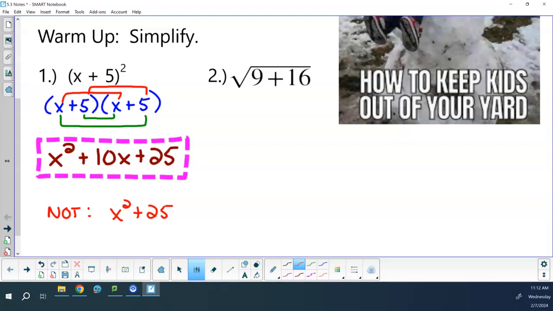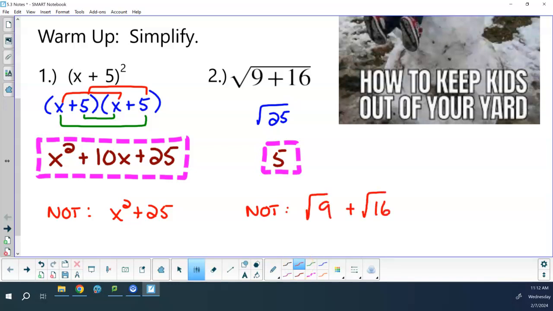Okay? Square root of 9 plus 16 is really the square root of 25, which is 5. Okay? What I've seen people do here, I'm not saying current people, but it is not the square root of 9 plus the square root of 16. It is not 7. Okay? The square root of 9 would be 3, the square root of 16 would be 4, 3 plus 4 is 7. So it's different. Okay?